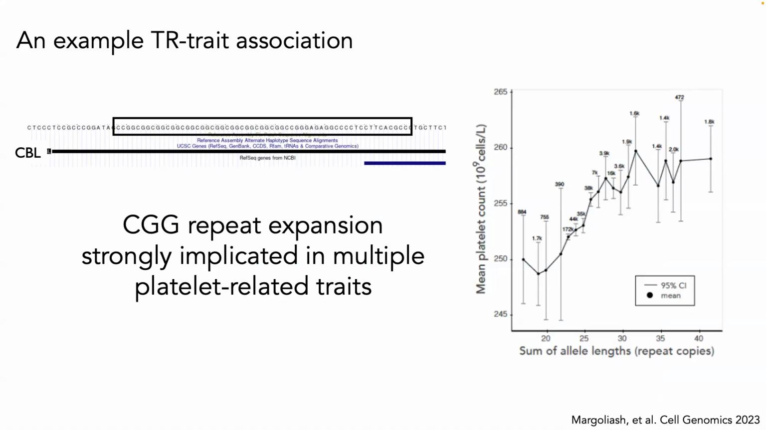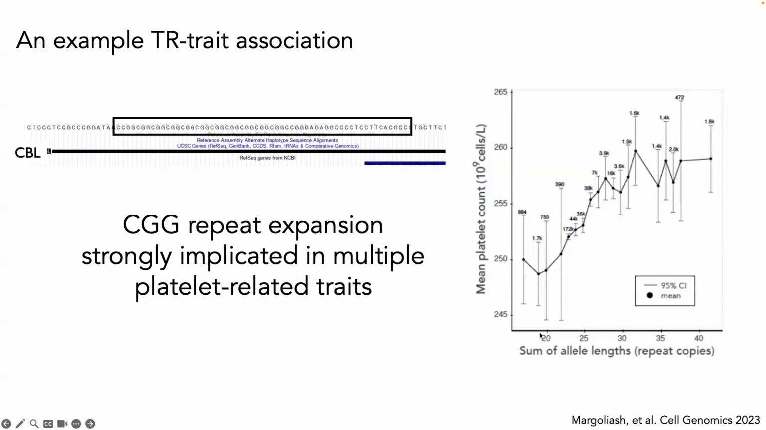So this is one example TR trait association, and it's one of my favorites. In this example, there's this CGG repeat in either the 5' UTR or the promoter of this gene, depending on the annotation that you're using. And the plot on the right is showing the relationship between the sum of the copy number for each person and, in this case, their platelet count. But a lot of other platelet counts were also highly correlated here.